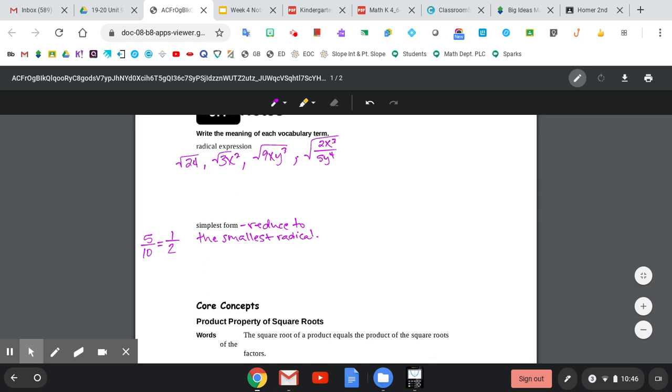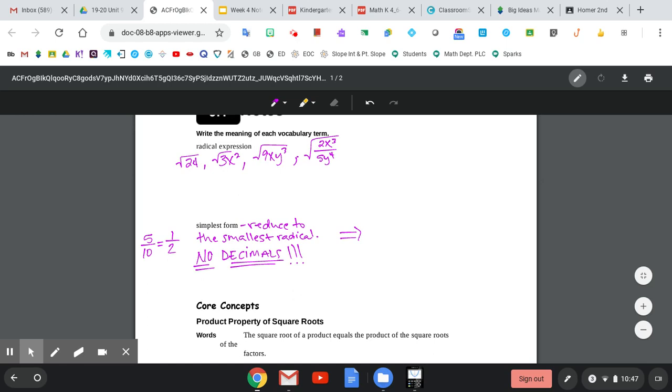And what this means is the smallest radical means no decimals. Okay, no decimals. So just an example of a few things.